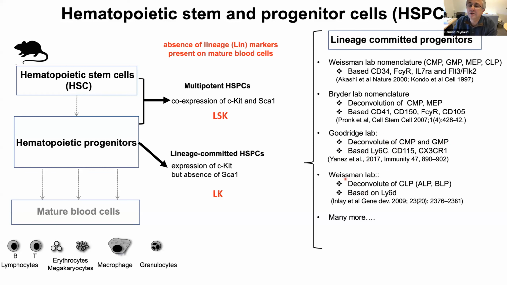And it's maybe more anecdotal, but if you are interested in lymphoid development, the Weissman lab has also deconvoluted the CLP a little bit based on the expression of Ly6C. This is just a snapshot of what exists, but there are many more ways to deconvolute these different populations, assess their potential, or isolate or analyze this lineage-committed HSPC compartment.